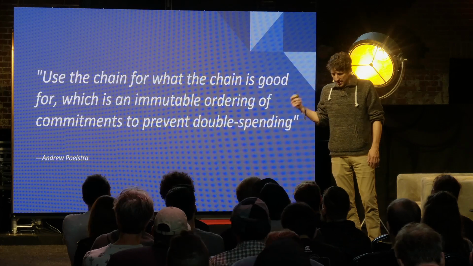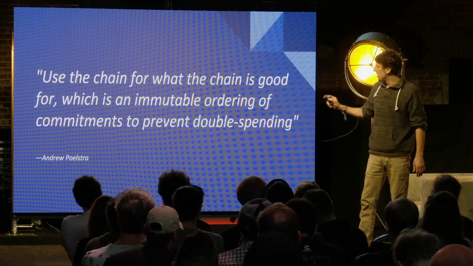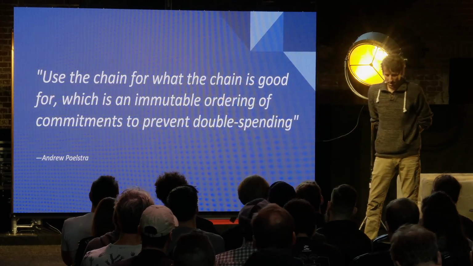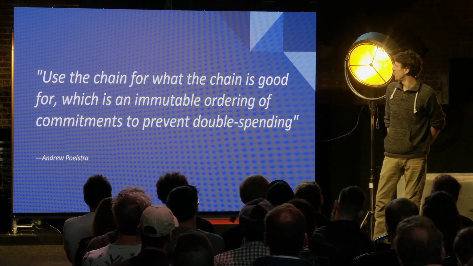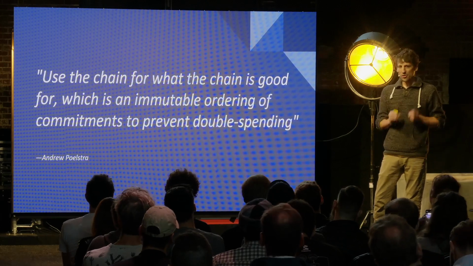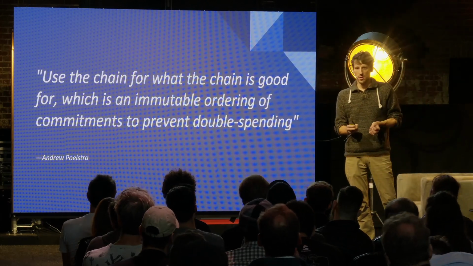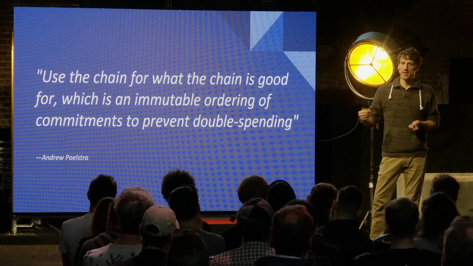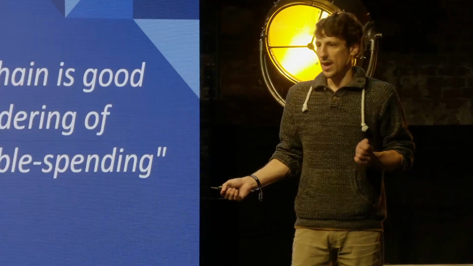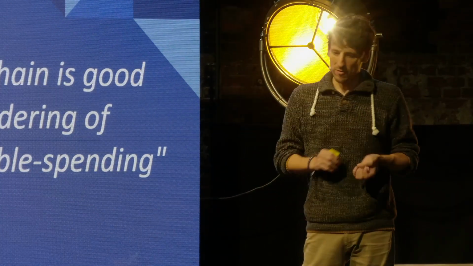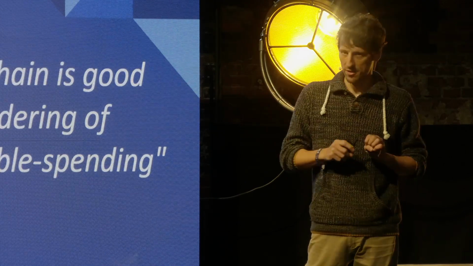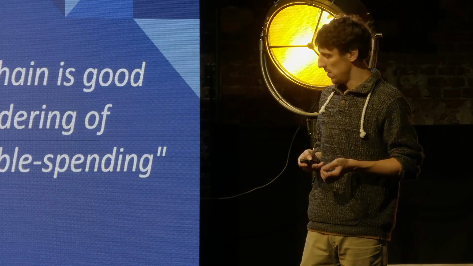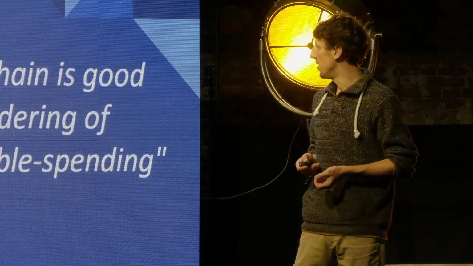First of all, it starts with a great idea that Andrew Poelstra said in, I think, 2017 in a talk about scriptless scripts back then. He said we should use the chain for what the chain is good for, which is to create an immutable ordering of commitments to prevent double spending. And that is a very, very powerful idea, and I think that's the way how we should design blockchains and how we can scale Bitcoin a lot more, or like the on-chain capabilities of Bitcoin.